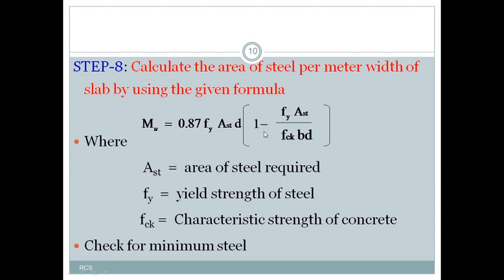Generally from this equation we'll get a quadratic equation. If you solve that quadratic equation, one positive root will give you the area of steel, or the minimum value will be considered as the area of steel.